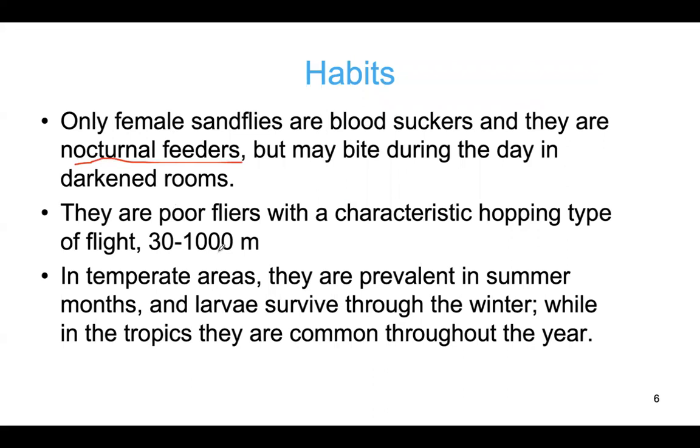They're poor flyers. I mentioned they can jump 30 to 1,000 meters in a hopping flight, and they can cover an entire kilometer this way, up to 2. In temperate areas, they're prevalent in summer. Temperate areas means areas like Europe where they usually have snow, and they're usually prevalent in the summer months, which are June, July, August. The larvae usually survive through the winter, while in the tropics they are common throughout the year.